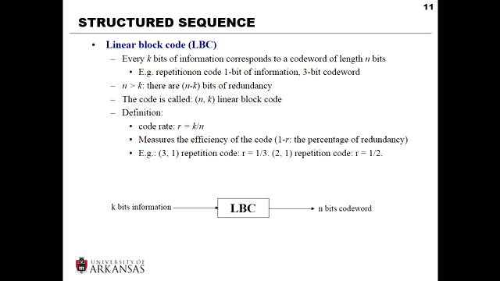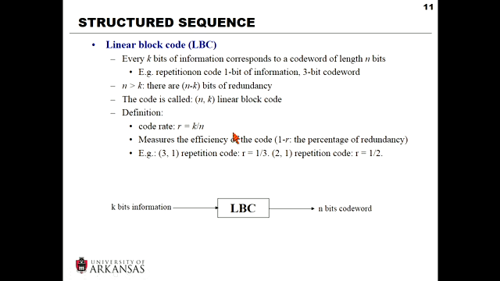As a simple example, in the previous example of the 3 times repetition code, our k is 1 and our n is 3. So 1 bit of information is mapped to a 3-bit code word. In general, we have k bits of information mapped to a code word of length n bits. Since n is always greater than k, there are n minus k bits of redundancy. So instead of transmitting k bits, we are transmitting n bits. We added a redundancy of n minus k bits. And the code is called an (n,k) linear block code.